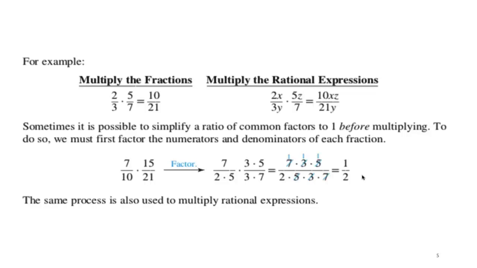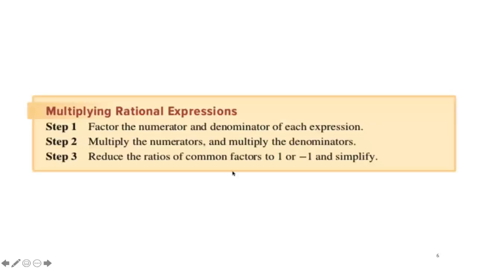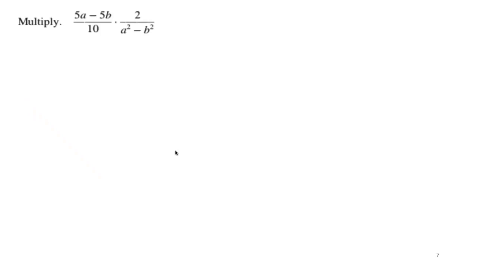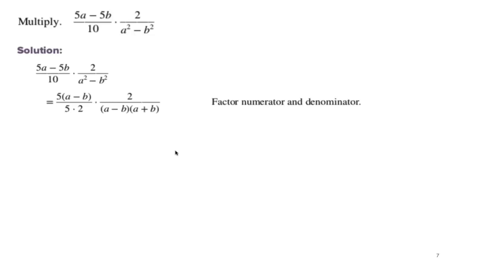This is the same for rational expressions. We want to be able to factor so that we can make some cancellation and then simplify. So for example, here's the multiplication of two rational expressions. Notice that if I factor the 5 from the top, the numerator of the first term, I get 5 times a minus b. So 5 is the greatest common factor, so I factor it out.